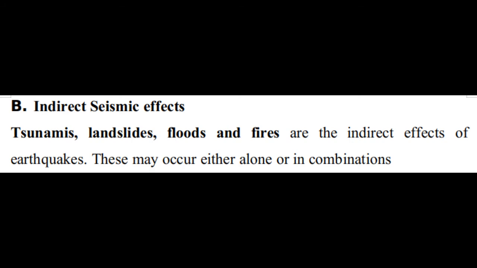Now, till now we have discussed the direct seismic effect. Now, what are the indirect seismic effects? We all know that under the indirect effects come the tsunami, landslide, floods, fires. They are all the indirect effects of the earthquake. But they may either occur alone or they can occur in combinations.